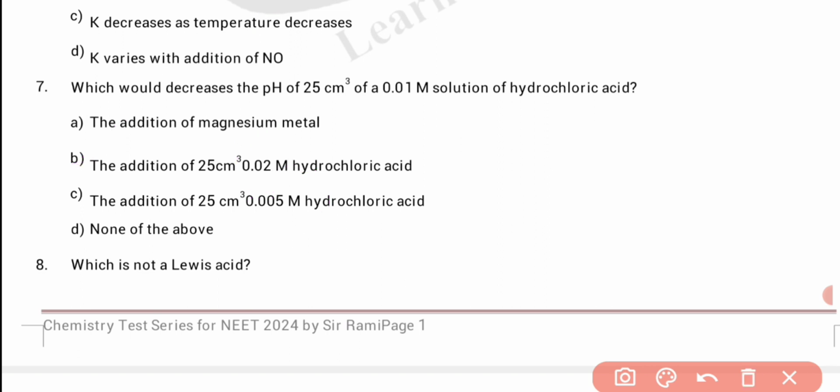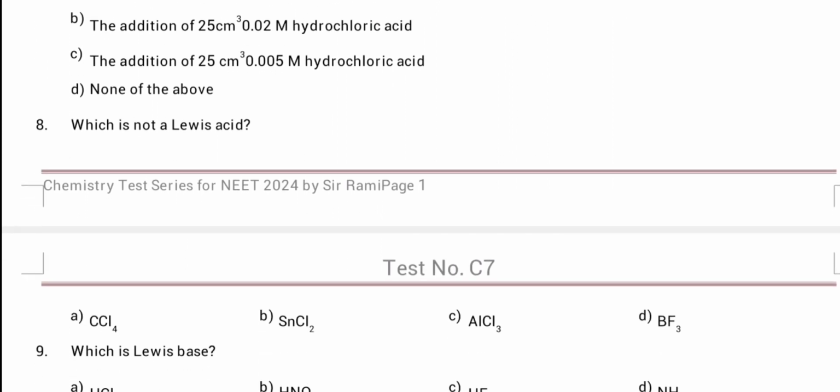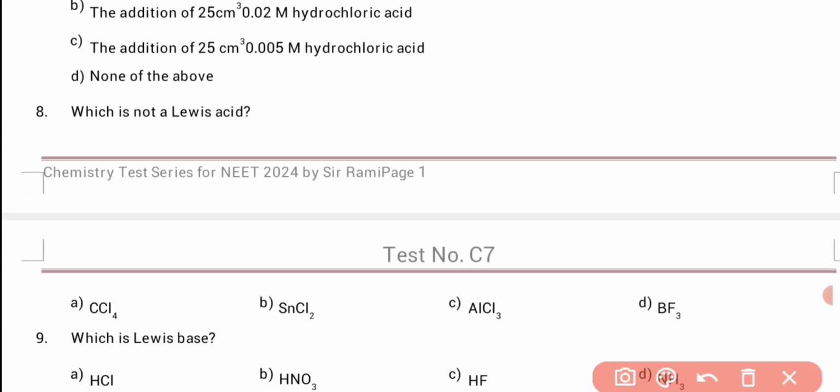Okay, let us move to the next question, which is not a Lewis acid. Which is not a Lewis acid among these options? CCl4, SnCl2, AlCl3, BF3. A Lewis acid is that acid which is electron deficient. So SnCl2, AlCl3, BF3 are electron deficient, so they are Lewis acids. But CCl4 is neither electron deficient nor electron excess, so this is not a Lewis acid.